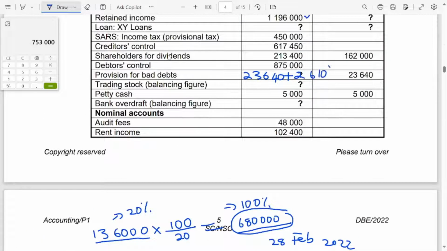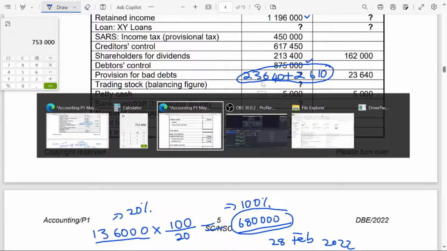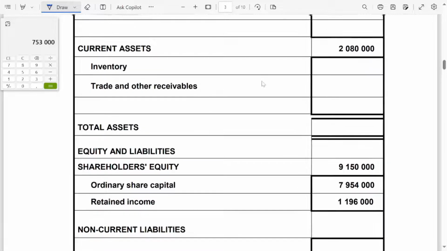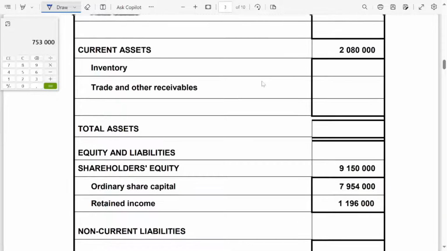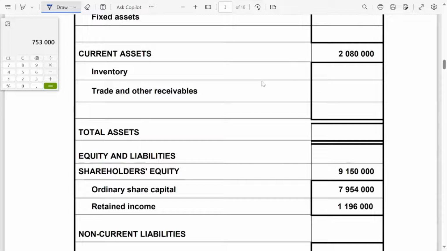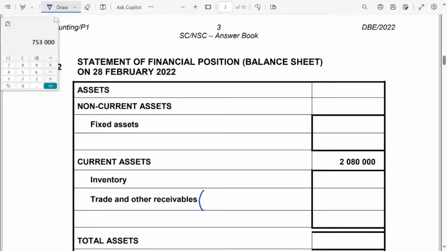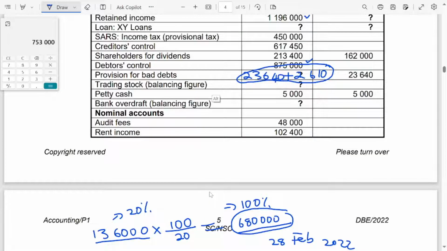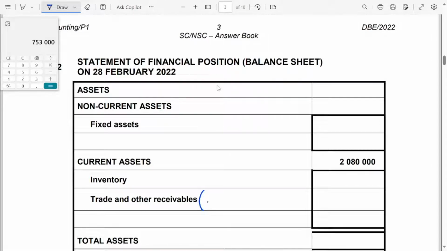Now, remember, the provision for bad debt goes to the trade and other receivables, and it decreases them. But what do you include in the trade and other receivables? We include the debtors control, which is 875,000. So let's go and record it. The way we are going to do this, we start with the balance of the debtors control, which is 875,000.